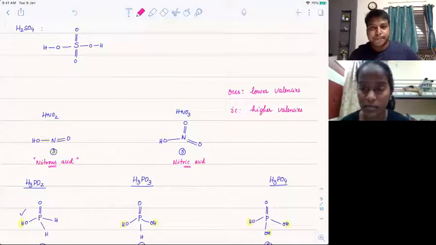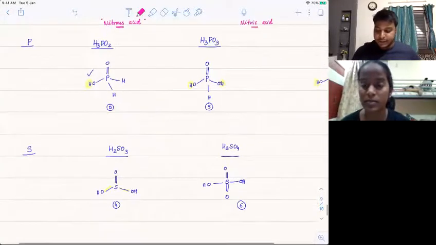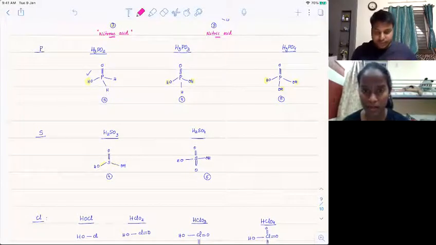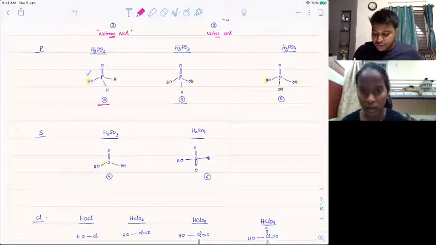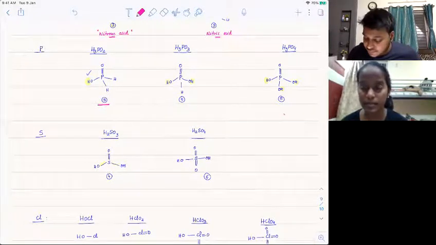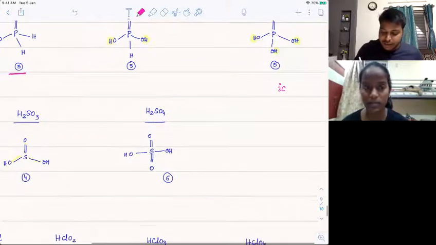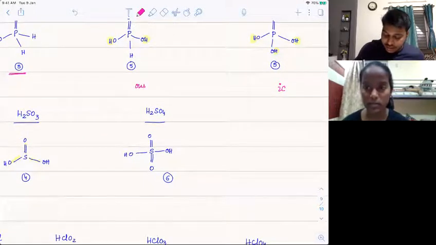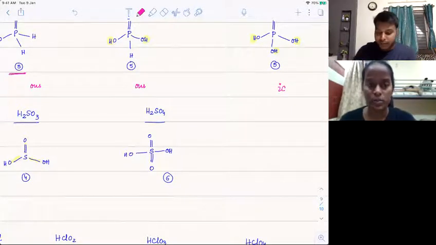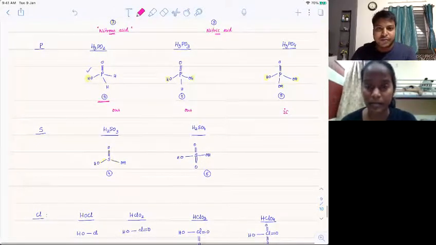Now here you have 2 lower, only one is higher, correct? One is higher, but the other 2 have the same valencies, but the number of OH groups is less. So the one which has the most number of OH groups is called "ic" here. Other than that, it is "us". There are 2 "us" and 1 "ic". But obviously we should not have the same naming for both the acids. Both can't be "us" only.